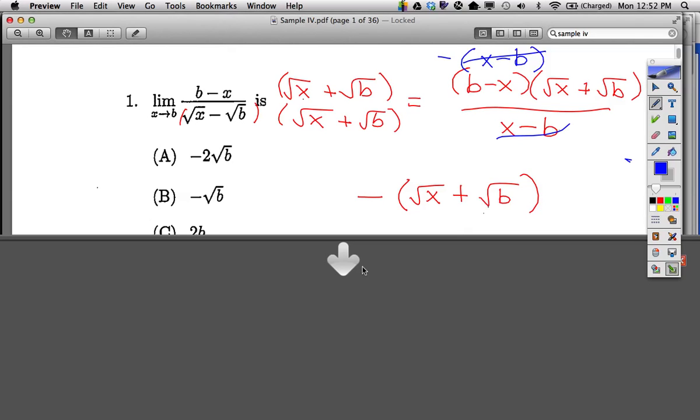What do you do now after you cancel? Now you substitute. Remember, conjugate and cancel, and then you substitute. So now we put the b back in for x. Square root of b plus square root of b is 2 square root of b. With a negative on the outside, that makes A. Okay?